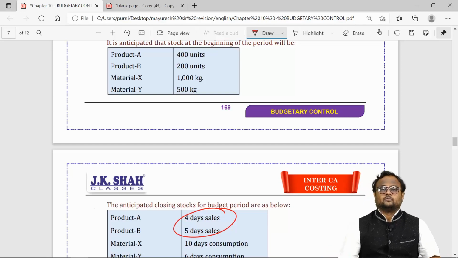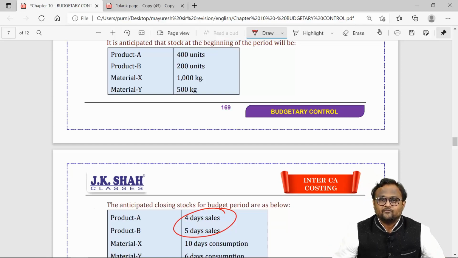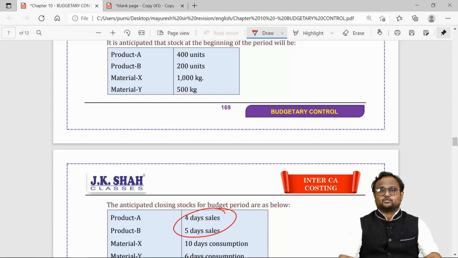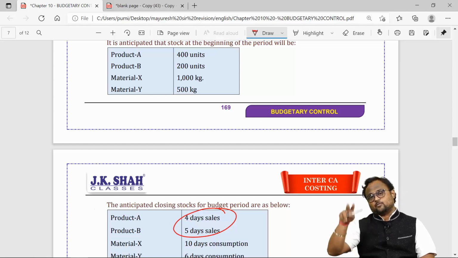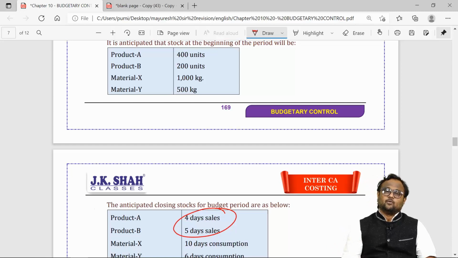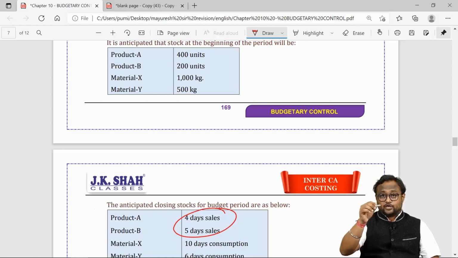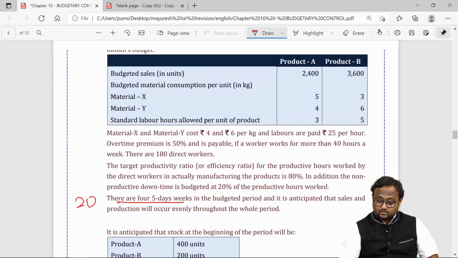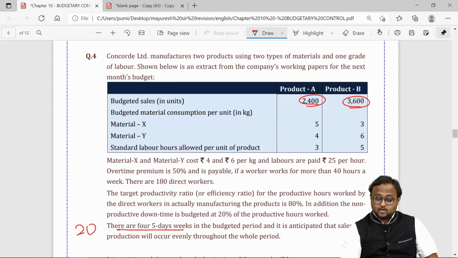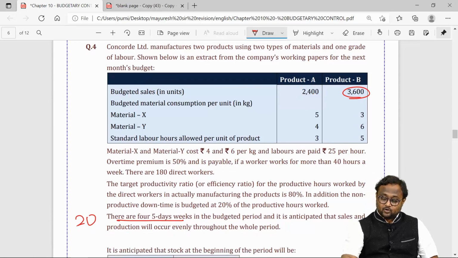How to decide columns? Simple. Whichever information you are given, that will be your columns. If you are given information about finished goods, they will be the columns. If you are given information about material, material will be the columns. If you are given information about labor, labor will be the columns. So quantity to be sold for A and B will be the column, plus closing stock of 480 and 900, minus opening stock gives you quantity manufactured. That is what you have done.